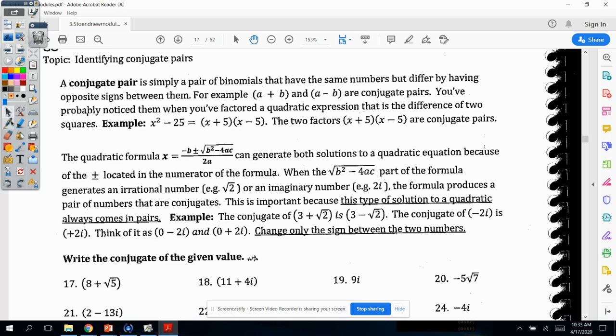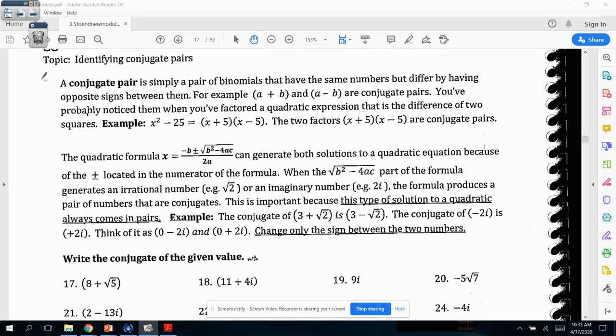Okay, conjugate pairs. This is super important, and there's a lot of writing here, and I wish there wasn't so much. Very important because mathematical things happen. Remember, the first number is the same, the second one is different. Difference of two squares are conjugate pairs because there's no middle term. And when we do the quadratic formula, we get conjugate pairs.